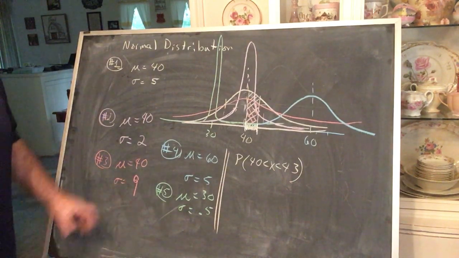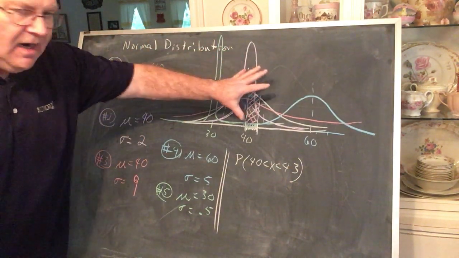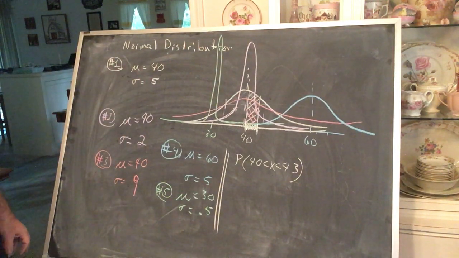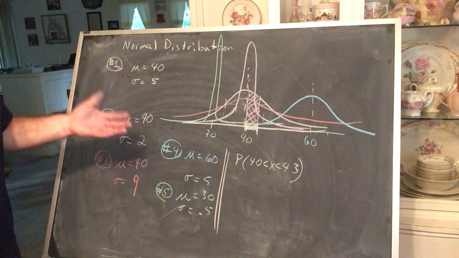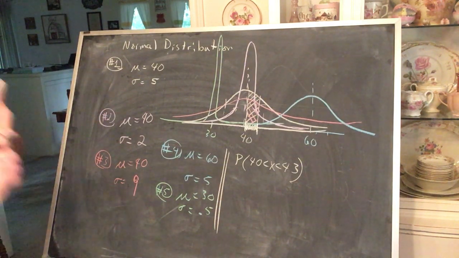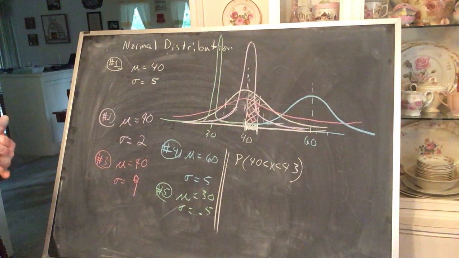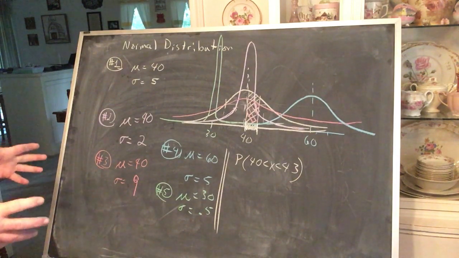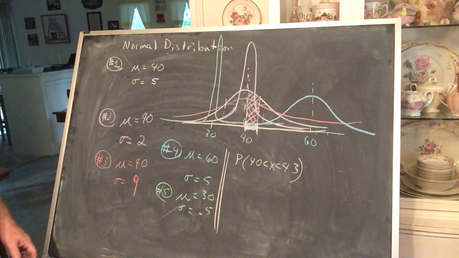Now, in order to find those areas, we're going to need to do something. One possibility is to take a whole bunch of calculus and find the surface area that way. We're not going to do that. The other option is let somebody else do the calculus, let them make a big table, and then we will learn how to use the table to find those areas. That's the option we're going to take. And so more on that here in just a minute.